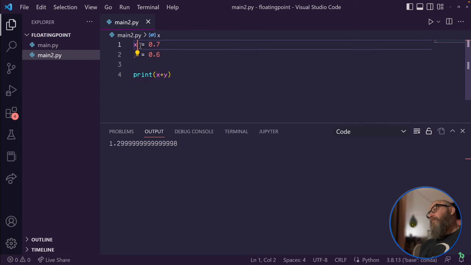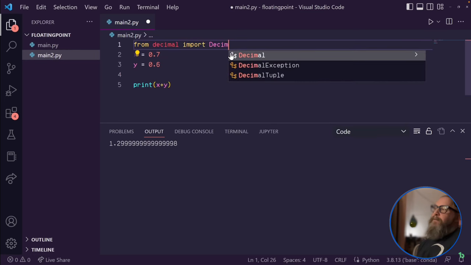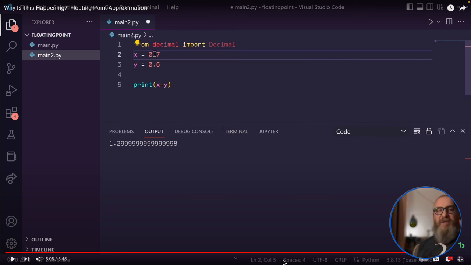Okay, so what now? Are we supposed to just deal with this? Well, Python has a built-in library called decimal to deal with this issue. So to fix this, we can do from decimal import decimal. This is swapping out this IEEE fraction implementation for something that actually uses decimal digits. So there's only so many places, the places stop, that's it. And that way you can have these calculations where things can be equal.